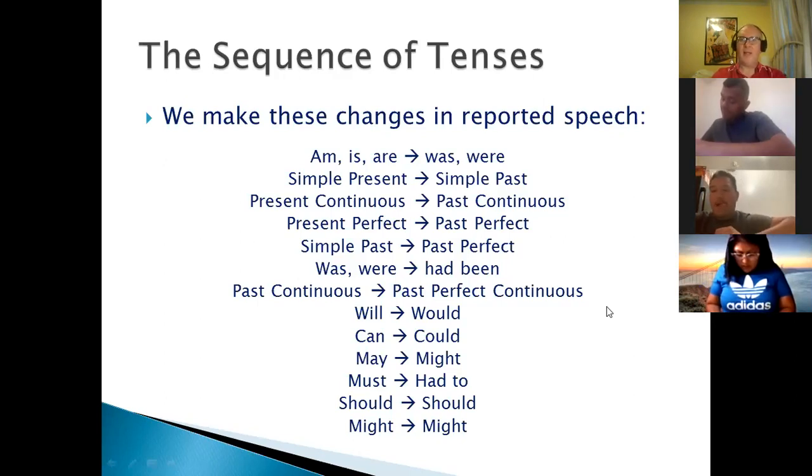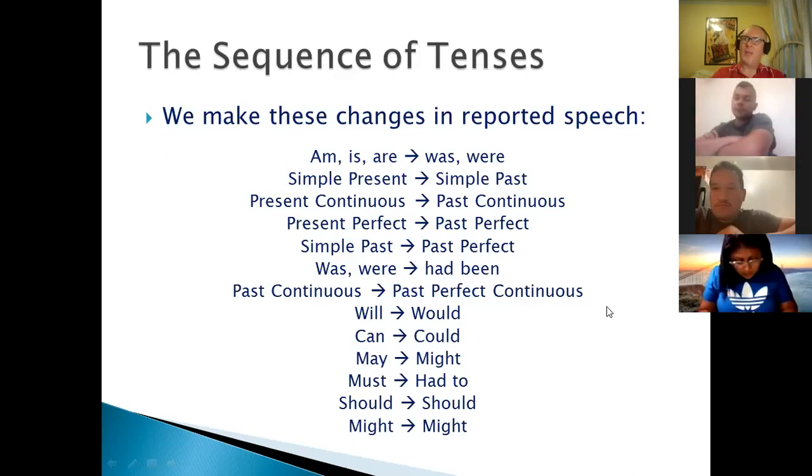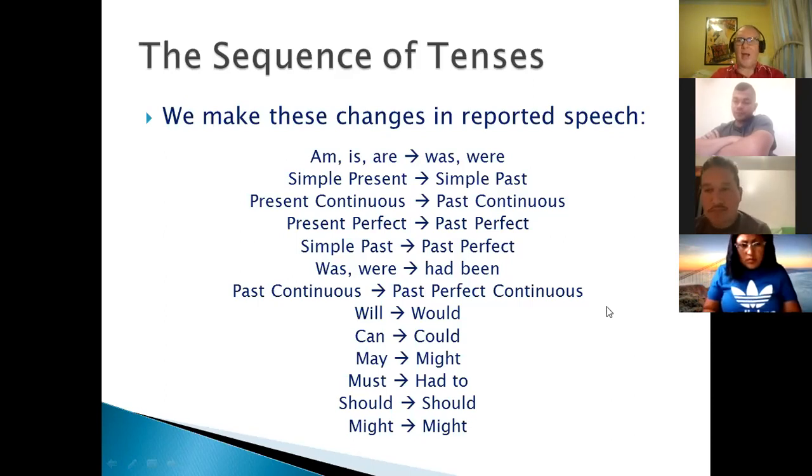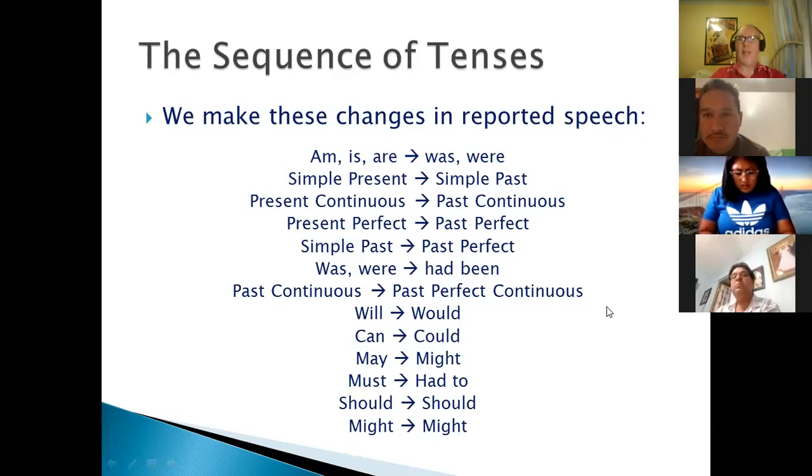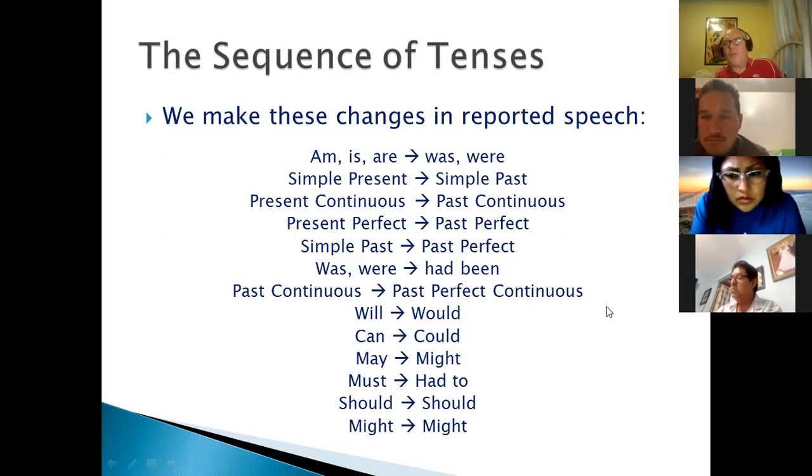So if somebody says, my parents are retired, I say, he told me that his parents were retired. If someone says, I live near the beach, I say, Paulina told me that she lived near the beach. If someone says, we are painting our house, they said that they were painting their house. I have seen the movie. Pedro told me that he had seen the movie. Simple past, he went to the store. Jose told me that he had gone to the store.